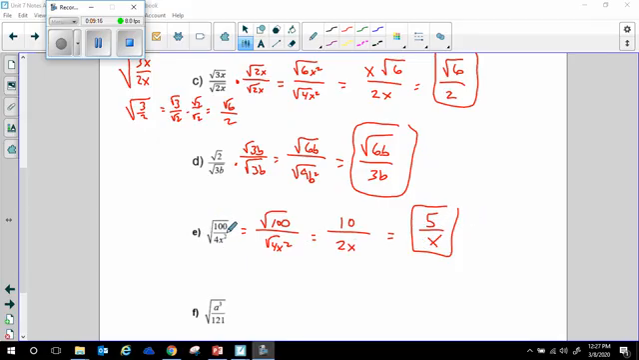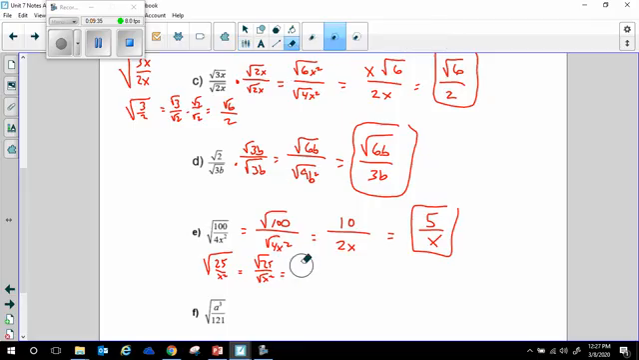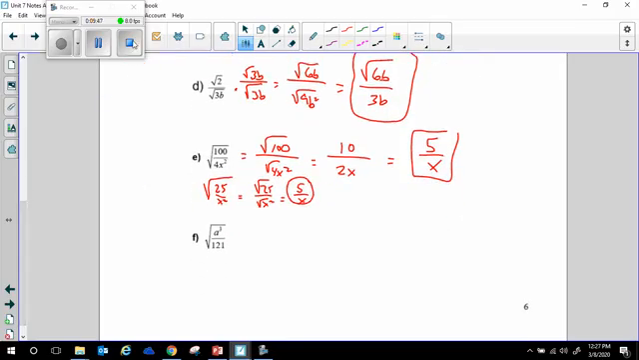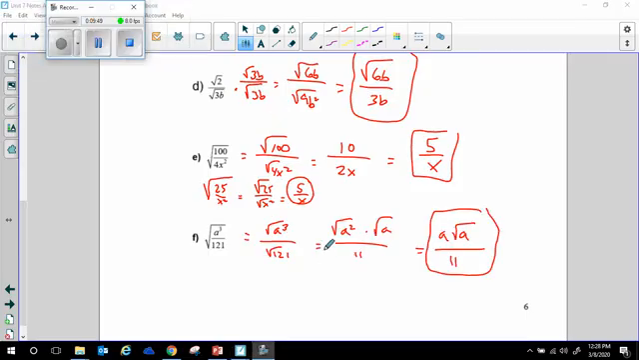Another way to have approached this one as well was to simplify at the beginning here. We have 100 divided by 4. That's the same as saying the square root of 25 over x squared. What do you know? That's the square root of 25 over the square root of x squared. Square root of 25 is 5, and the square root of x squared is x. So you're going to end up with the same answer either way you go. All right. Letter F. Everybody try it, then check your work with mine.